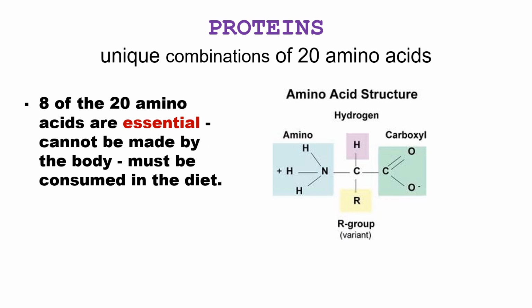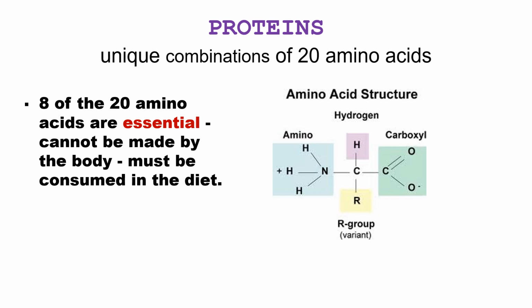Now, when we look at the structure of the amino acids, they share 3 things in common. The first one is what we call an amino group. An amino group is basically a nitrogen bonded to 3 hydrogens. They also share a carbon to hydrogen bond. And the last thing is a carboxyl group, which is basically a carbon bonded to 2 oxygens.